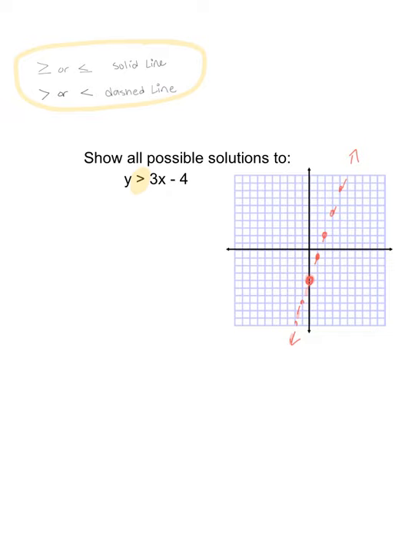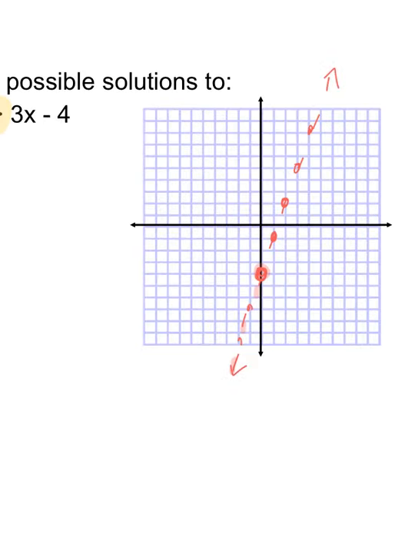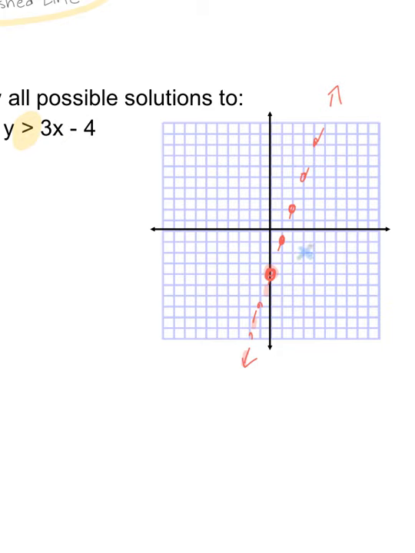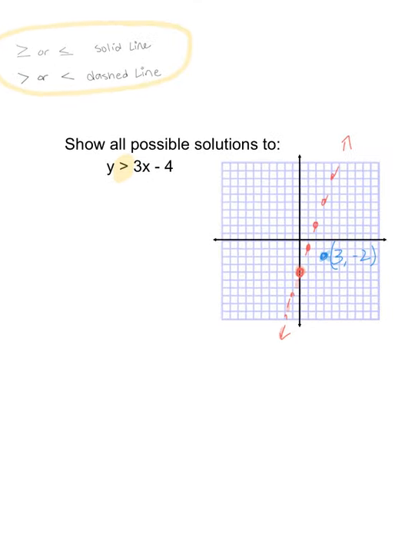So I'm purposely going to pick one that I know as the teacher doesn't work. Say we pick the coordinate that is over here. This coordinate is over at 3 and down at -2, 3 comma -2. So if I go to my equation and I plug in 3 as the x and -2 as the y, -2 is greater than 3 times 3 minus 4. 3 times 3 is 9, minus 4 would be 5. Is -2 greater than 5? No. So this coordinate that we picked does not work.